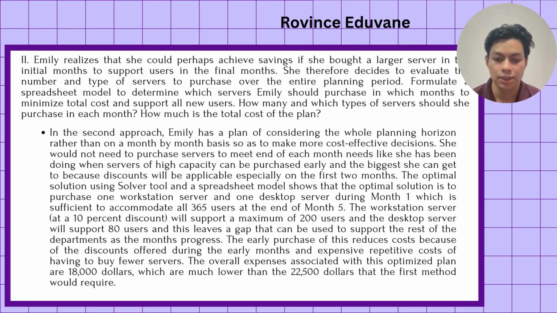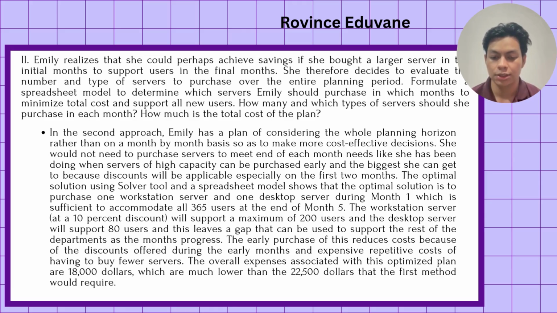Hi, I'm Robinson Eduvane. So, for number two, the question is: Emily realizes that she could perhaps achieve savings if she bought a larger server in the initial months to support users in the final months. She therefore decides to evaluate the number and types of servers to purchase over the entire planning period. Formulate a spreadsheet model to determine which servers Emily should purchase in which months to minimize total costs and support all new users. Which types of servers should be purchased in each month? How much is the total cost of the plan?